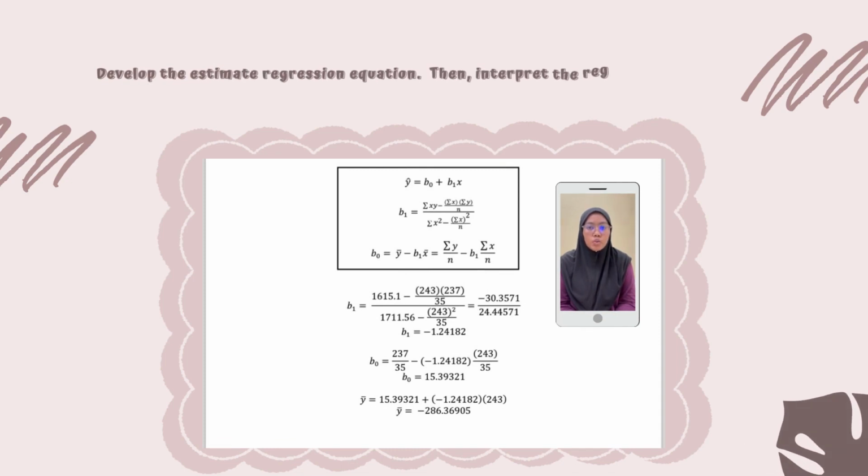My matrix number H22A0862. I want to present the formula to develop the estimated regression equation, then interpret the regression equation. Y equals B0 plus B1X. B1 equals total XY minus total X times total Y divided by N, over total X square minus total X squared divided by N. B0 equals Y bar minus B1 X bar, equals total Y divided by N minus B1 times total X divided by N. Thank you.